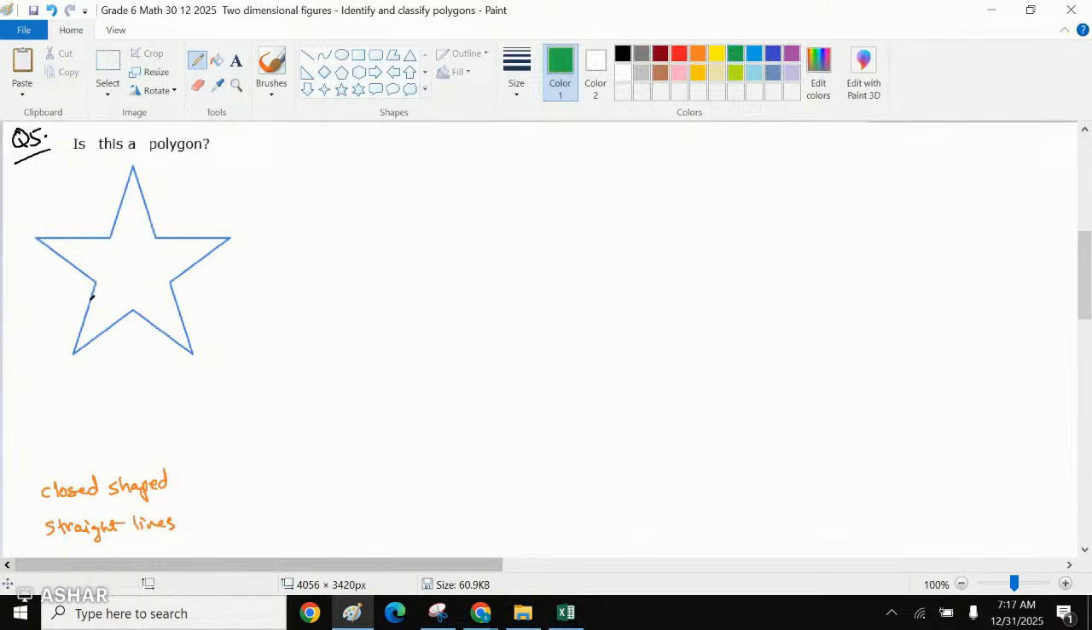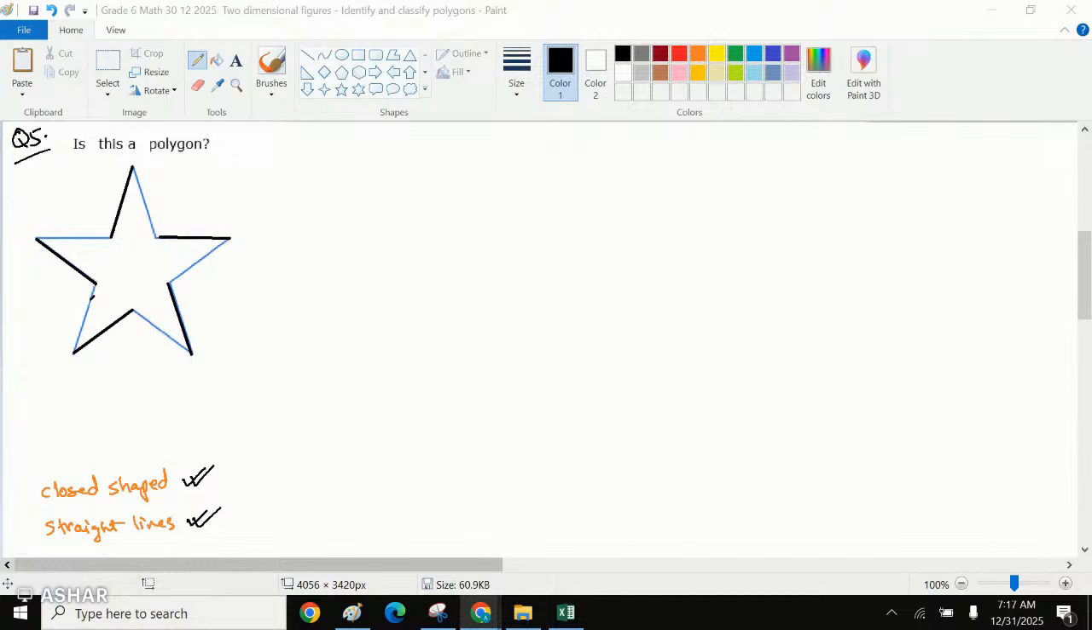Can we see an opening in this shape anywhere? No, that means it is a closed shape, right? Is it made up of straight lines? Yes, every single line is a straight line in the shape. So we can say that it is made up of straight lines. There are just two conditions we need to justify. It has to be a closed shape and made up of straight lines.